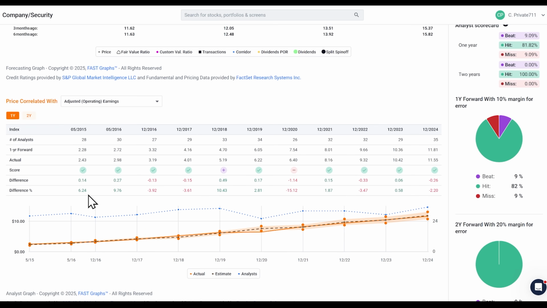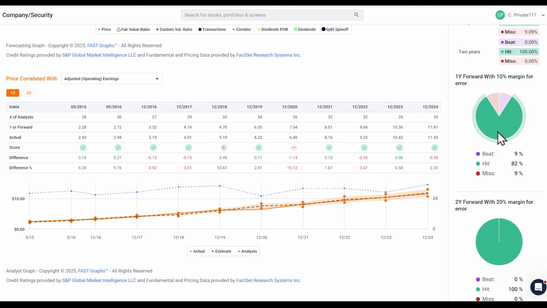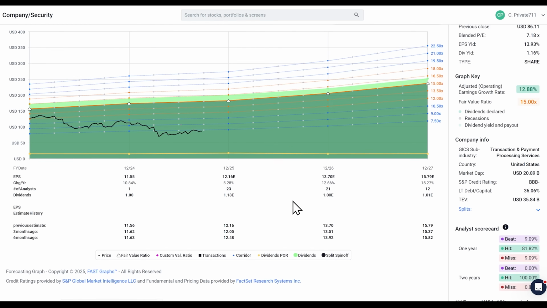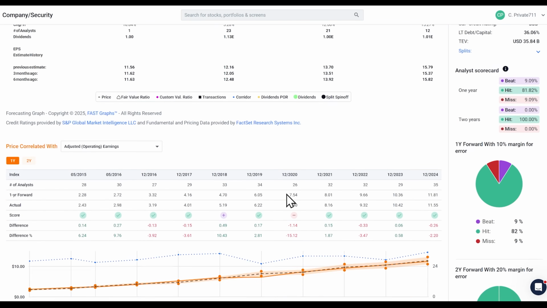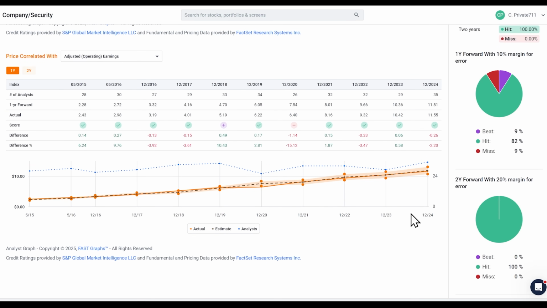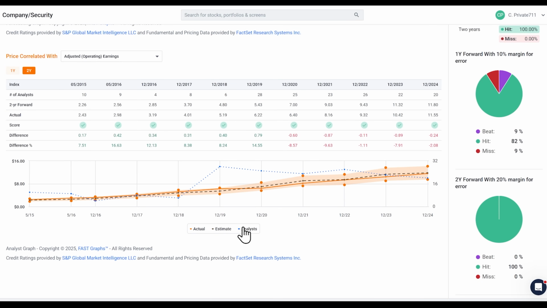Okay, they had a positive difference in 2015 and 16. They had negative differences in 2016 and 17, and then positive. But the point is, the numbers were generally correct and not precisely wrong. Now, they did have 9% misses in the 1 year forward estimate, but generally, when I look at a company like Global Payments and I'm looking at analyst estimates, I have some pretty good confidence that the company is pretty forecastable.